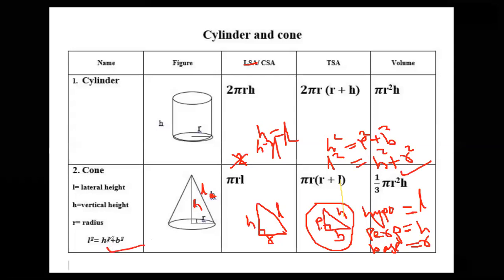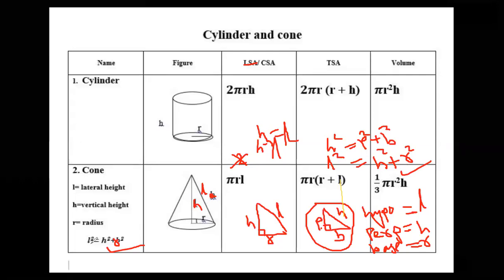Okay, L square equals H square plus, instead of B square, what can we write down? R square we can write down. L square equals H square plus R square. Remember the full formula. L means lateral height.